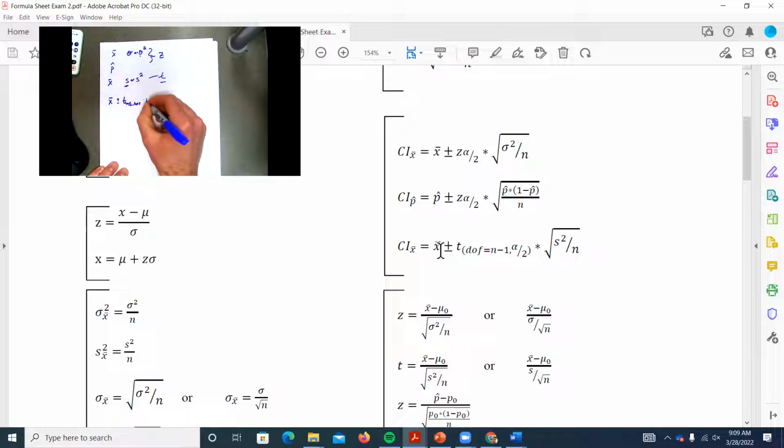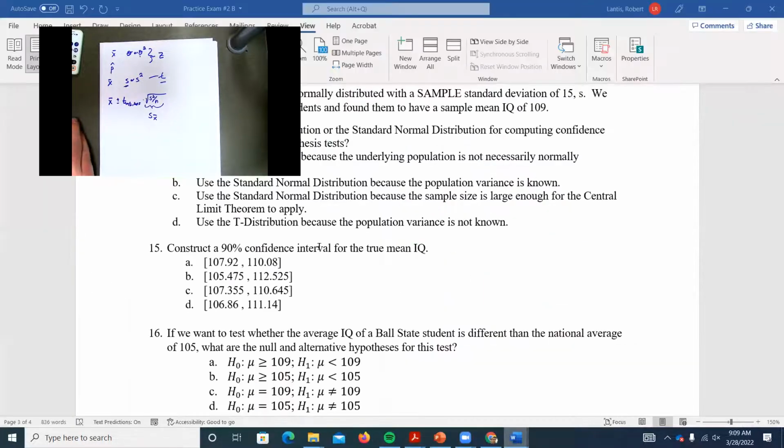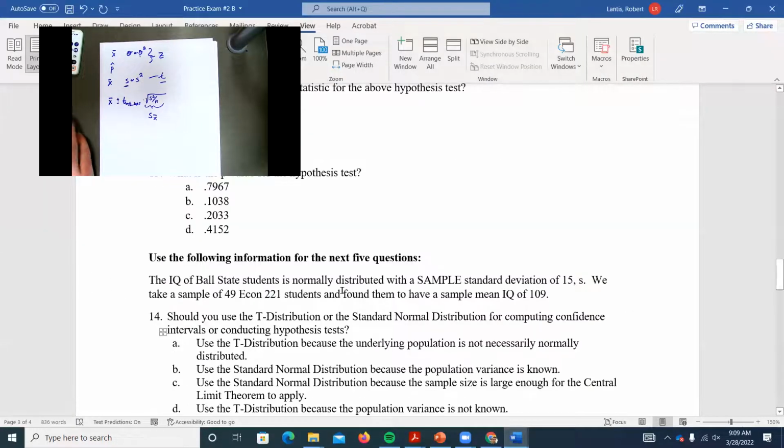So we've got, remember, this represents the standard deviation of our sample means. So when we looked at that problem, we had what? 49 students. We find a sample mean IQ of 109. So 109 is what we're going to build our confidence interval around. I had a standard deviation of 15.